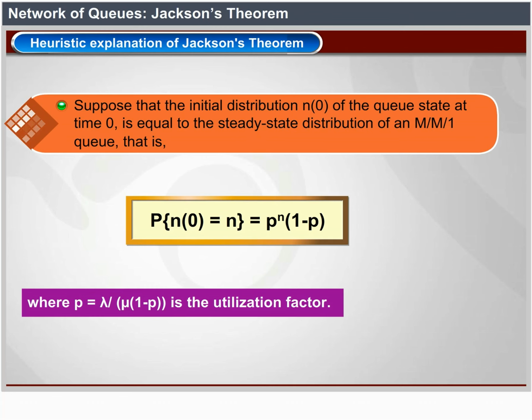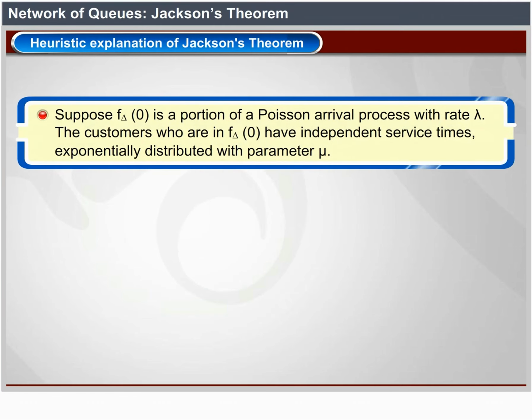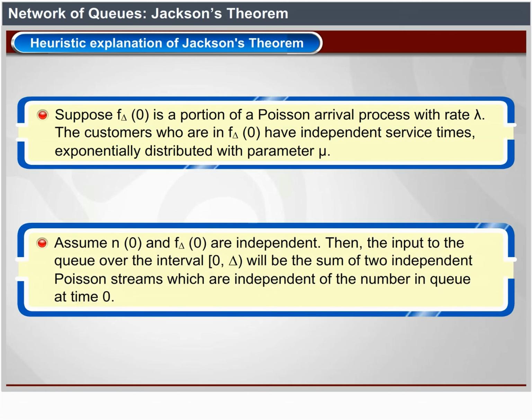Suppose also that F delta of 0 is a portion of a Poisson arrival process with rate lambda. The customers in F delta of 0 have service times that are independent, exponentially distributed with parameter mu. Assume that n of 0 and F delta of 0 are independent.